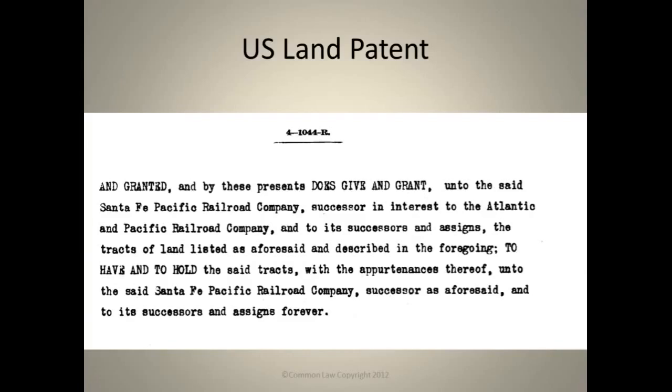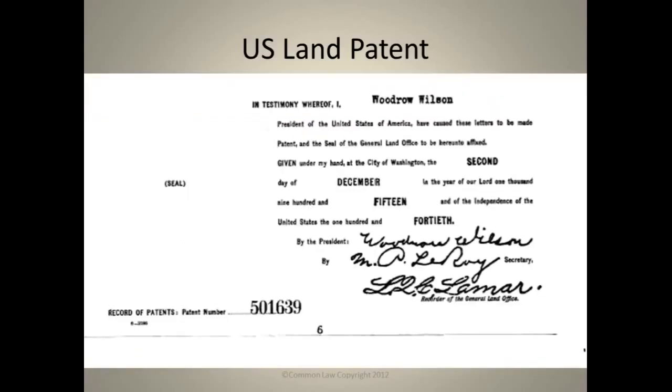It doesn't say a word in there about reserving mineral rights. It doesn't say a word in there about anything. And most of them don't. And there on the same page at the bottom, it's signed President Woodrow Wilson, President of the United States, cause these letters patent and seal of the General Land Office to be affixed, in the city of Washington, the 2nd day of December in the year 1915. And it's got Wilson and some other people signed it. And that's it. That's all there is to a land patent, okay?